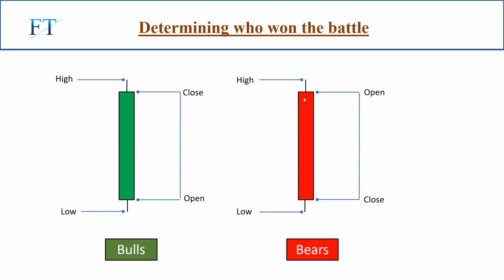On the contrary, we have a red candlestick bar which opens somewhere here and closes somewhere here. High and low are exactly the same as the green bar.